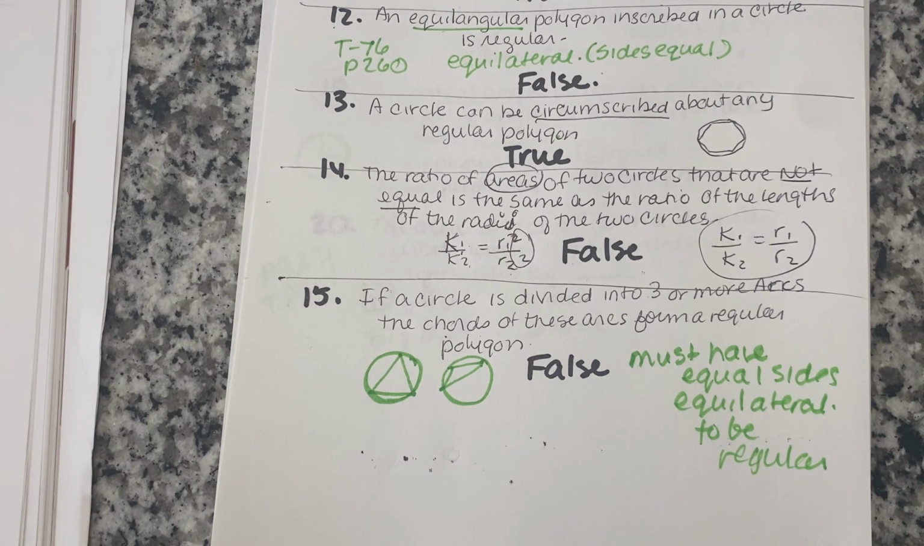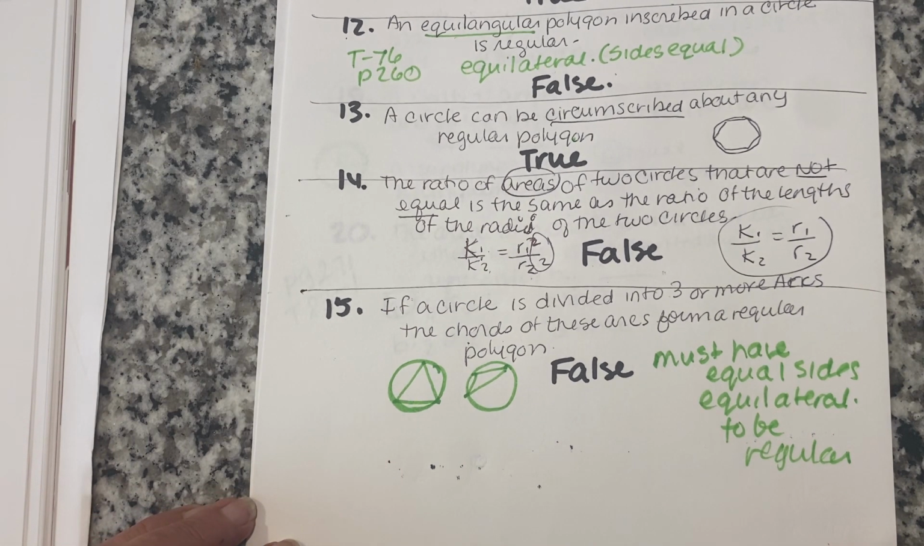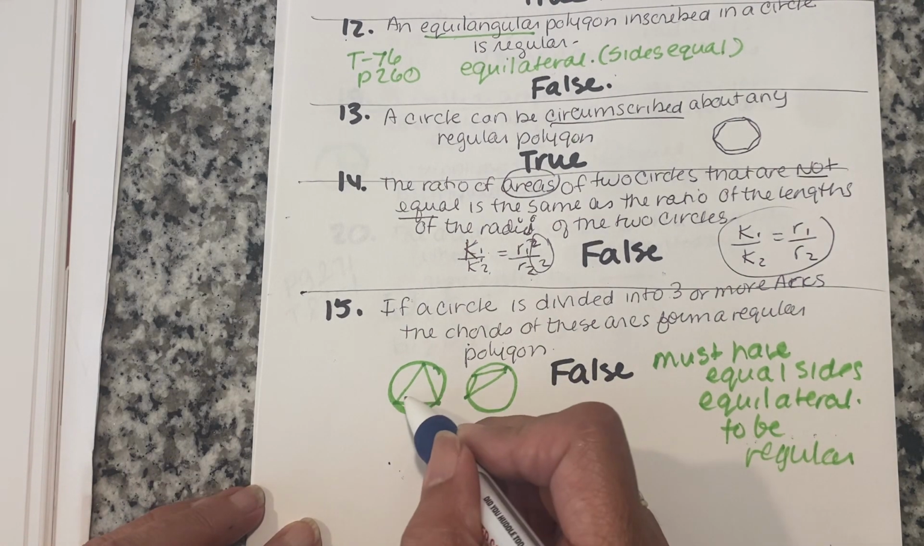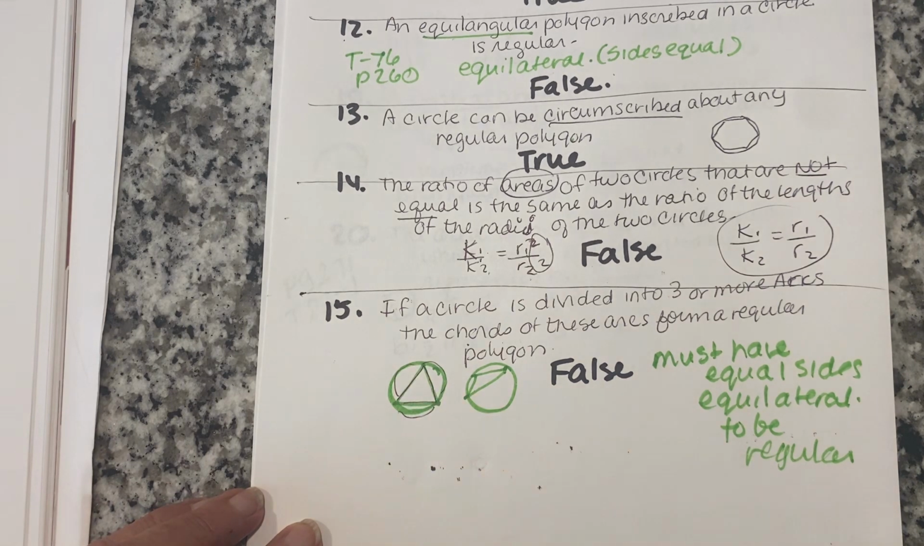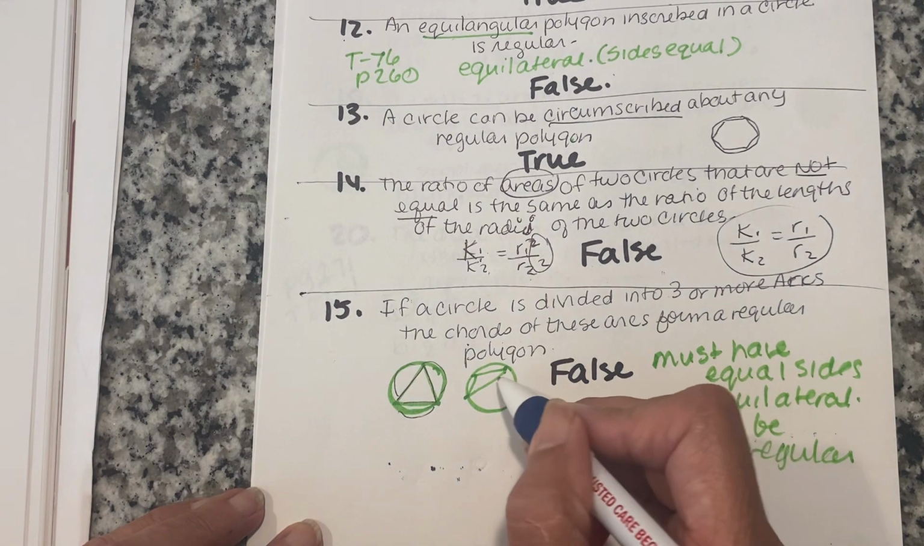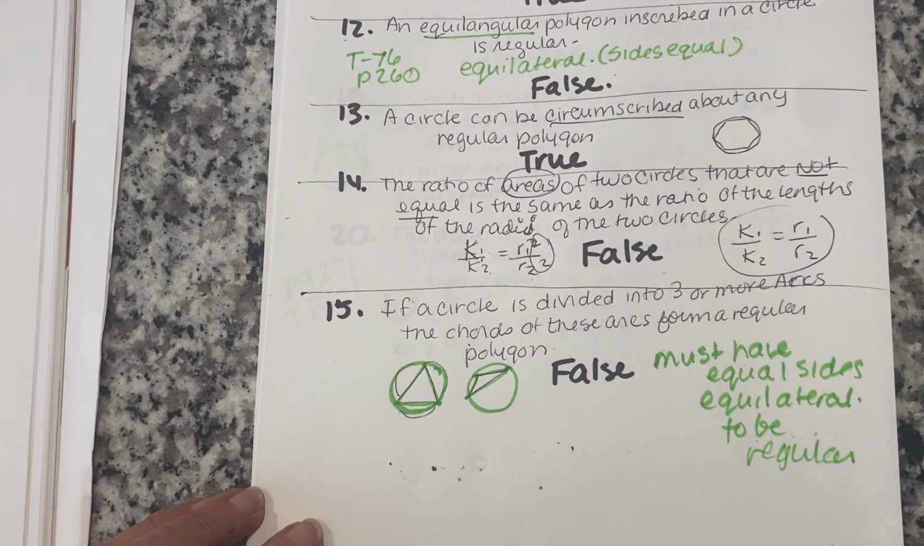The next one says, if a circle is divided into 3 or more arcs, the chords of these arcs form a regular polygon. So you divide it in three. You have divided it into 3 or more arcs, and the chords. So here are some arcs. Of course, this one's regular. So we have 1, 2, 3 arcs, and that's regular. But what if we had a chord here and a chord here and a chord here? That surely wouldn't be regular, right?